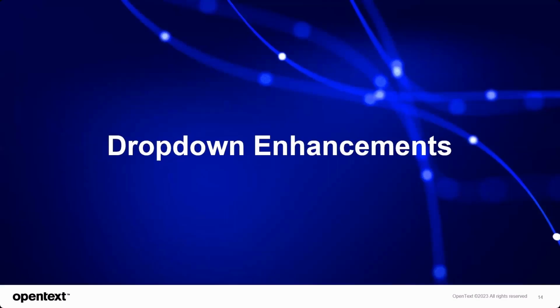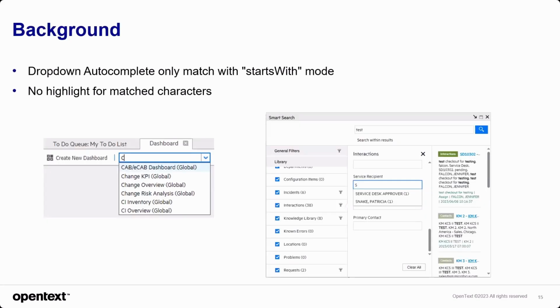Okay, thank you. And about drop-down enhancements, in Service Manager 9.80 we start to support drop-down autocomplete matching in contains mode, because previously the drop-down autocomplete only matched in starts-with mode, and meanwhile there was no highlight for the matched characters. As you can see on the current screen, this is the previous behavior in the Service Manager version.